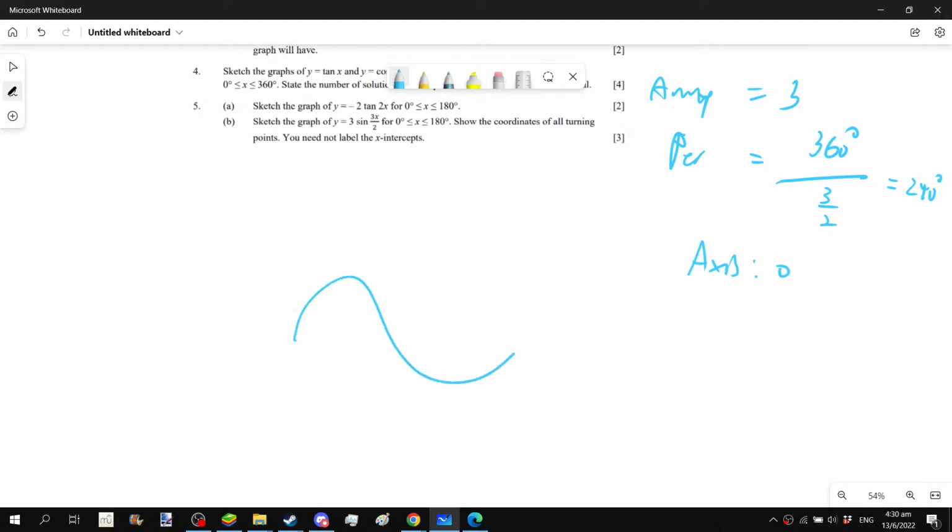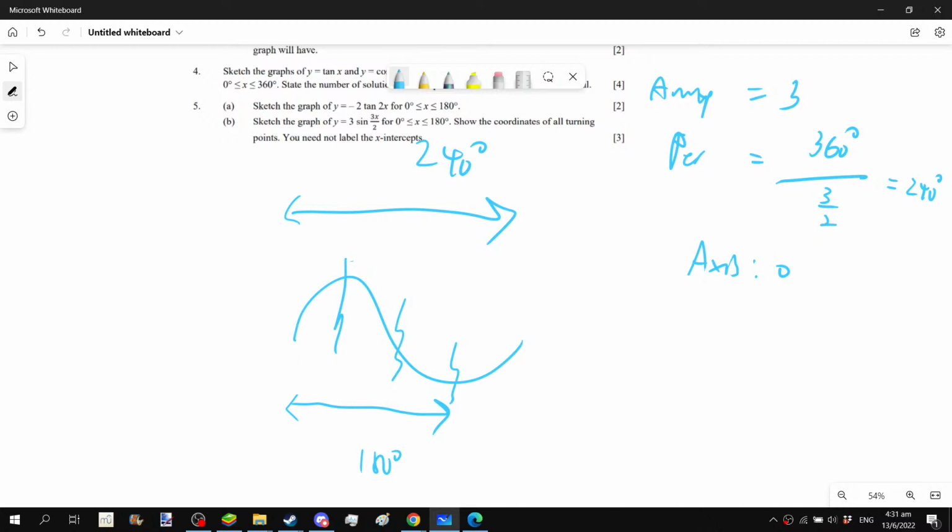So now you can imagine if I have one sine graph being 240 and you're only going until 180, then that will be essentially only 3/4 of the sine graph. Only 3/4.